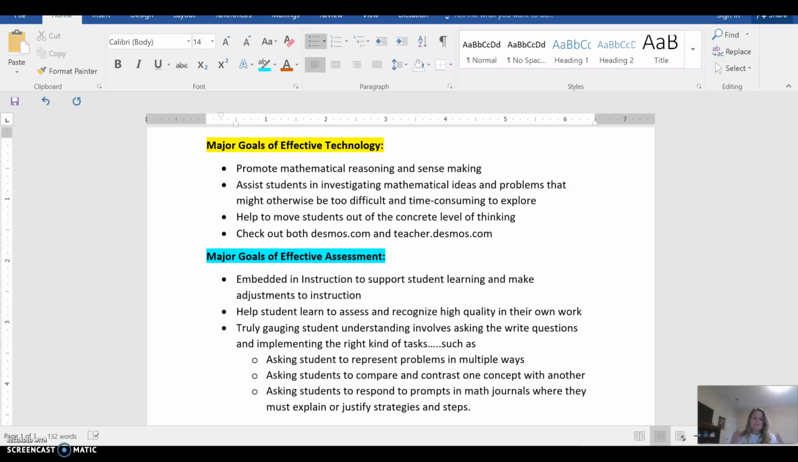So these are two separate topics, but really they can be quite integral to one another, and I'll talk about them separately, but then I'll unite them together in the areas where they overlap. So on your screen, you have a list of the goals of what effective technology use is supposed to produce in the math classroom. Ultimately, the goal is to utilize technology in order to promote mathematical reasoning and sense making among your students. You don't want to integrate technology just for the sake of integrating technology.